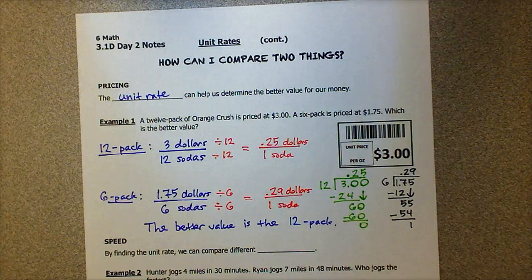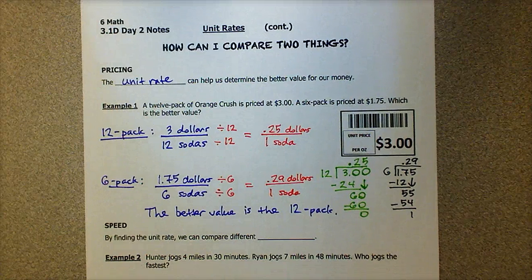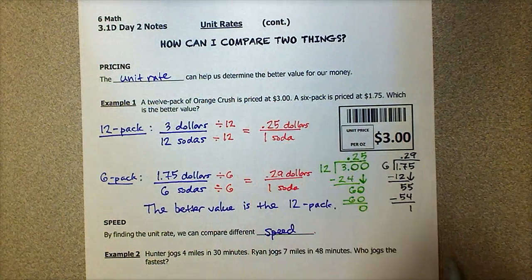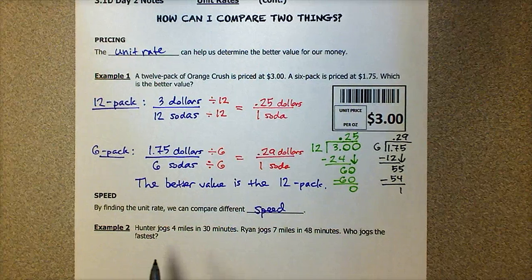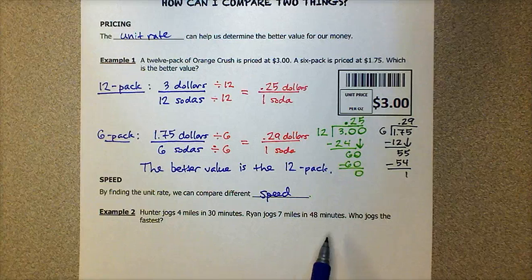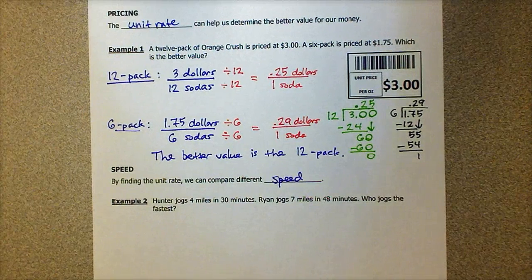Okay, for our next problem, we're going to compare two different speeds by, again, finding the unit rate. So for example 2, it says that Hunter jogs 4 miles in 30 minutes, Ryan jogs 7 miles in 48 minutes, and we want to know who jogs the fastest.